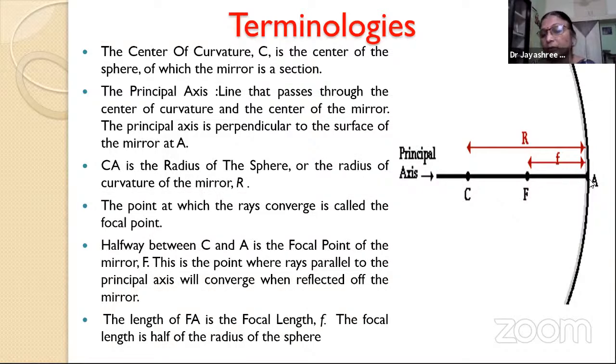It is the focal length. What is this focal length? It is designated with the symbol small f, and the focal length is half of the radius of the sphere. So these are very important terminologies when we consider the idea behind this, and these are the important terms that we must know about the same.